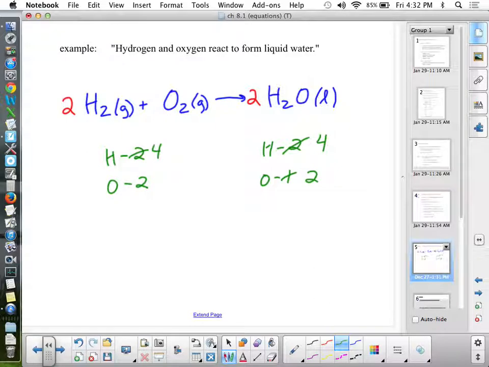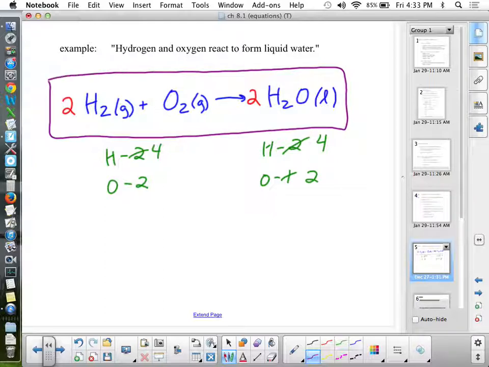Notice that we balance elements by changing coefficients, not by changing subscripts. You cannot change the formula of a reactant or product in order to get atoms in it to balance. You can only change coefficients. So here is the final answer, our correctly written and balanced equation. And we'll pause here for a moment.